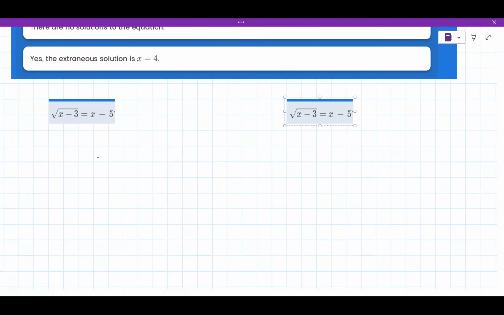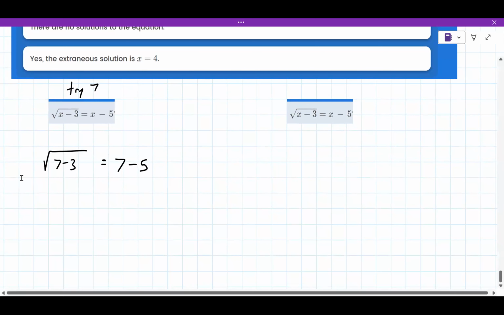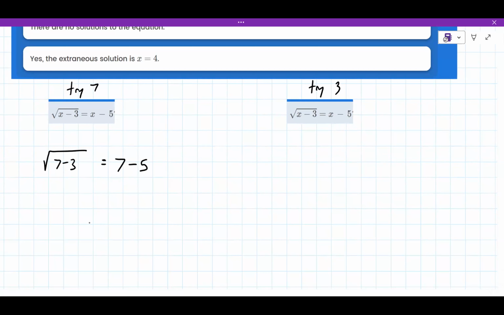We're going to try 7 over here on the left. Square root of 7 minus 3, does that equal 7 minus 5? Could you simplify the left-hand side and the right-hand side and tell me if they're the same? So 7 minus 3 is 4. The square root of 4 equals 7 minus 5, which is 2. And the square root of 4 is 2, so that one works. Good. Now we're going to try 4. Square root of 4 minus 3, does that equal 4 minus 5? So 4 minus 3 is 1, and 4 minus 5 is negative 1.